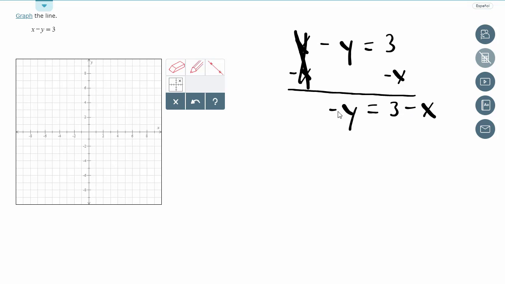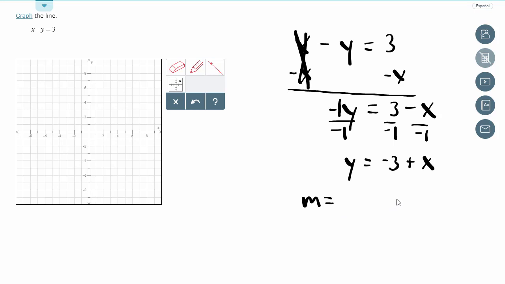And we're almost done. We need to get y by itself, but in this case I can see here that this is a negative y. It's the same thing as saying negative 1y, and we're not solving for a negative 1y, we want positive y. So the last step I'm going to do is divide by negative 1 to each term, and here this will simplify to positive y. 3 divided by negative 1 gives me negative 3, and negative x divided by negative 1 is going to be positive x. This is slope-intercept form.